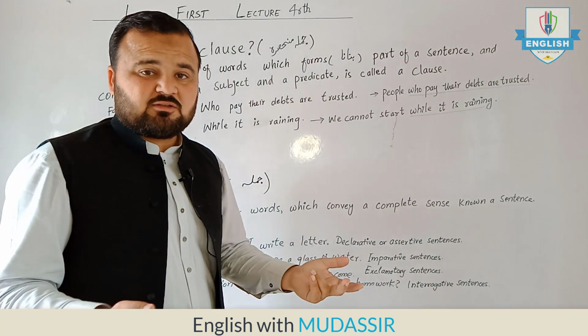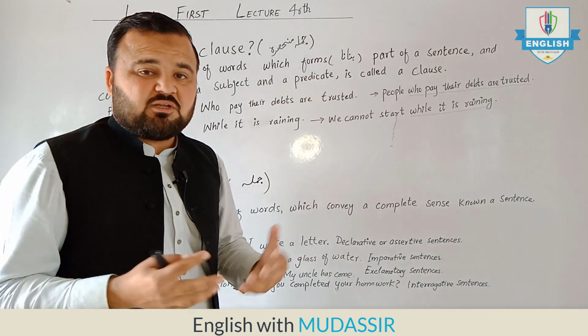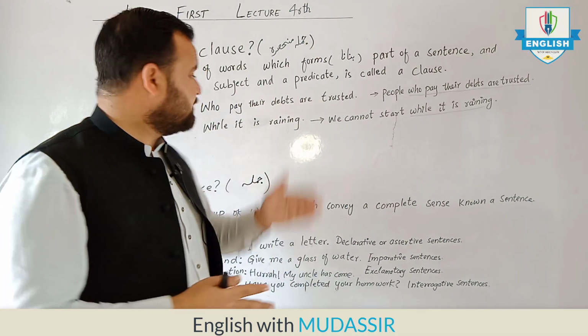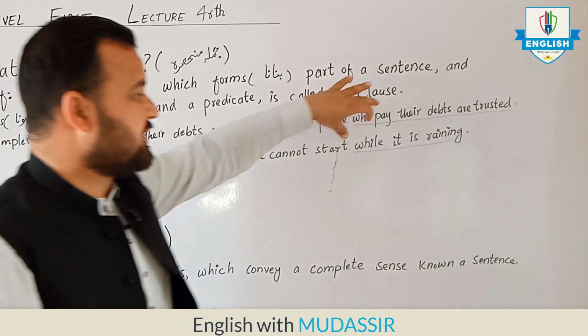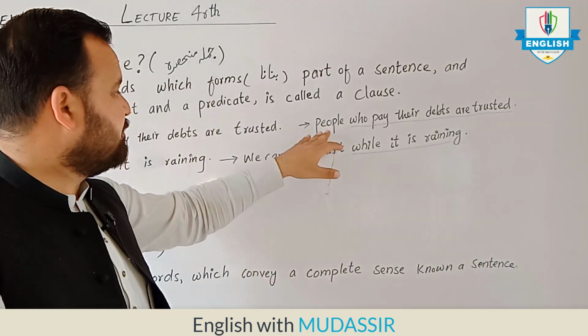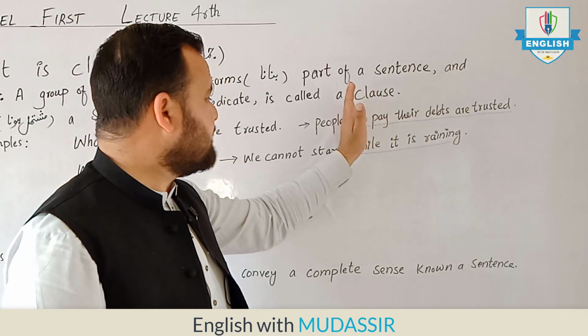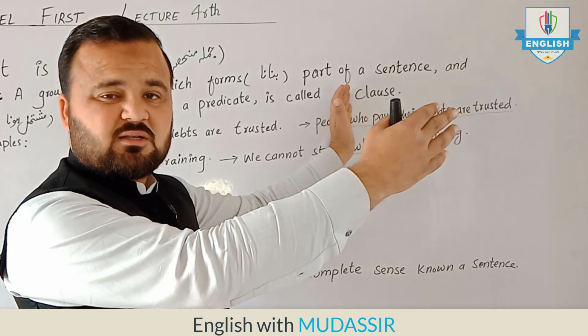Who pay their debts are trusted. This is the class. Who pay. The message is not conveyed. The meaning is not here. We are still confused. Who pay their debts? So in a sentence it will be clear. People who pay their debts are trusted. So this part of the sentence is known as class.